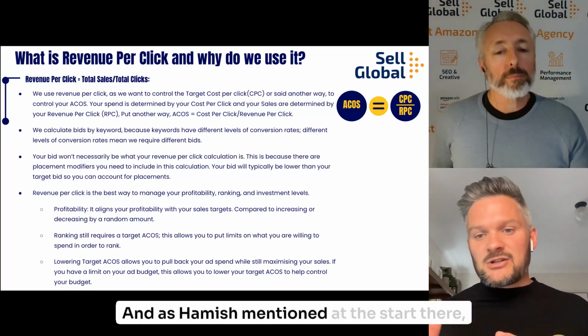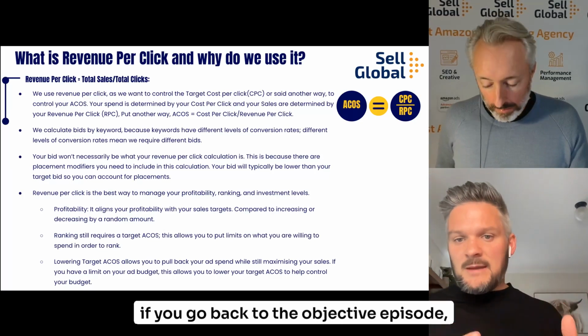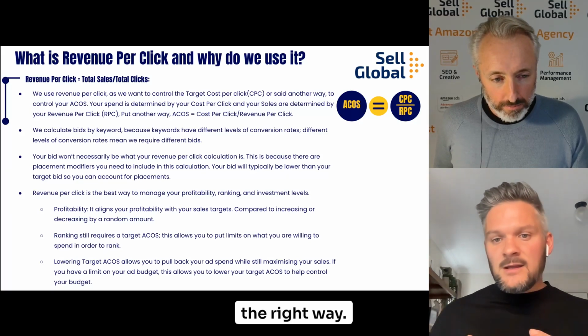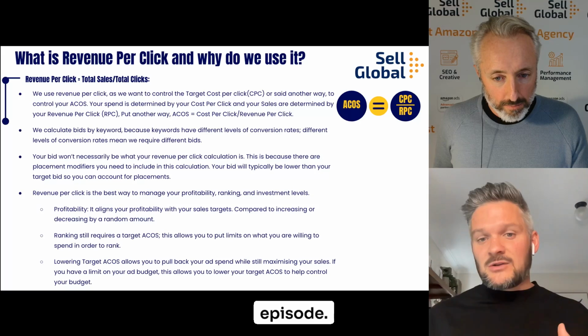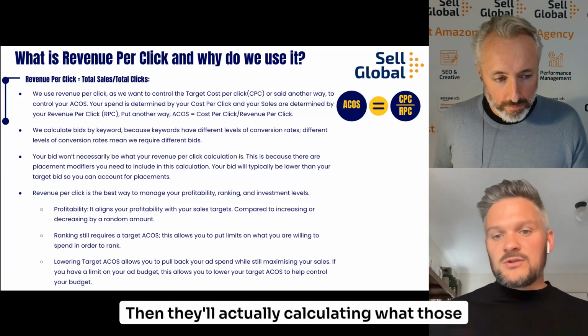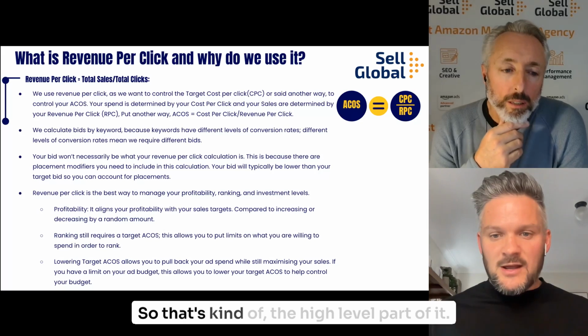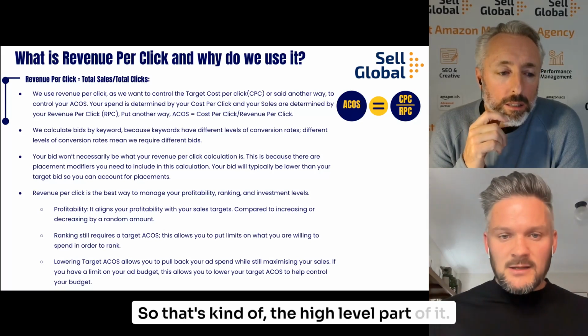And as Hamish mentioned at the start there, if you go back to the objective episode, you'll figure out how to set those objectives the right way. This episode will help you build on that episode. Then start actually calculating what your bids need to be based on that cost per click. So that's kind of the high level part of it.